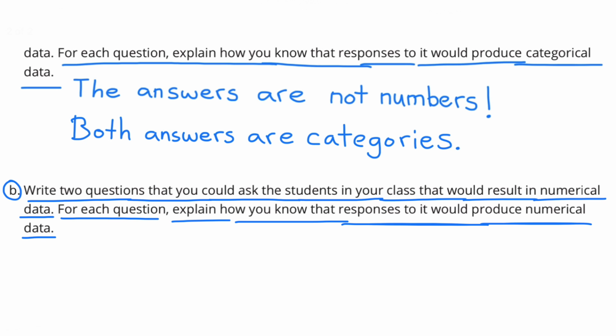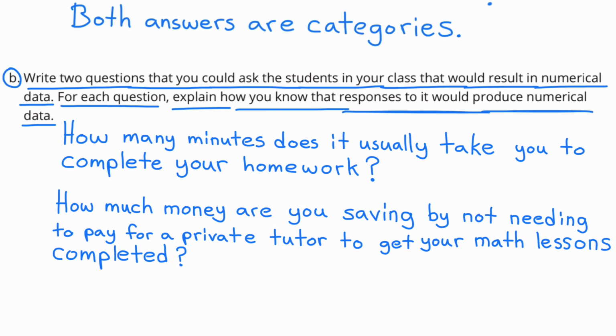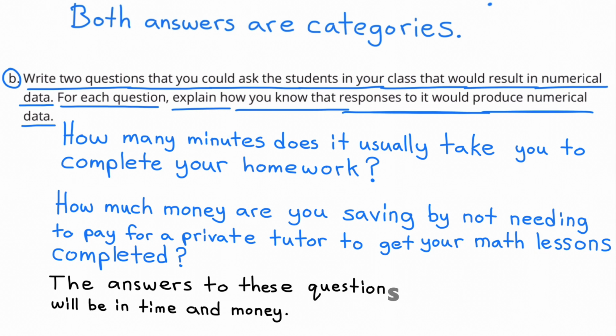B. Write 2 questions that you could ask the students in your class that would result in numerical data. For each question, explain how you know that responses to it would produce numerical data. How many minutes does it usually take you to complete your homework? And how much money are you saving by not needing to pay for a private tutor to get your math lessons completed? I know that these responses will produce numerical data because the answers to these questions will be in time and money.